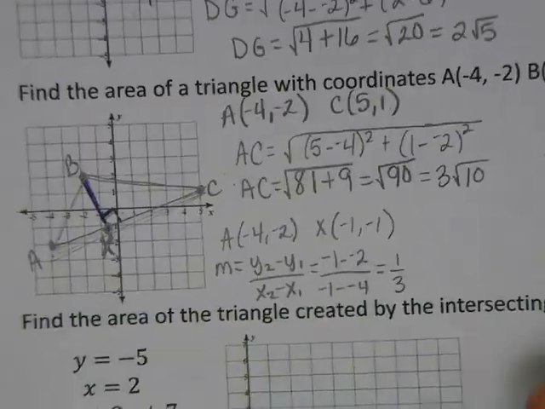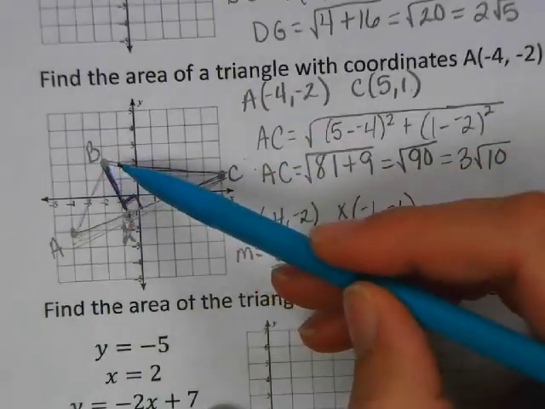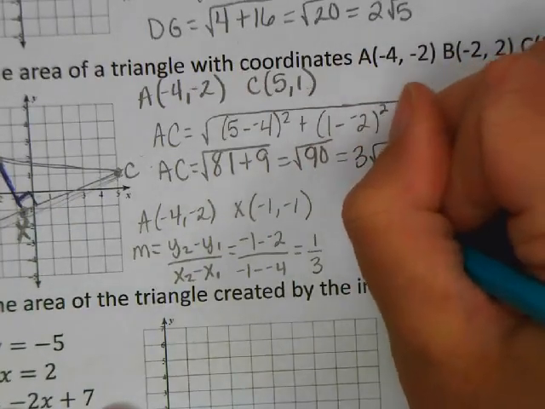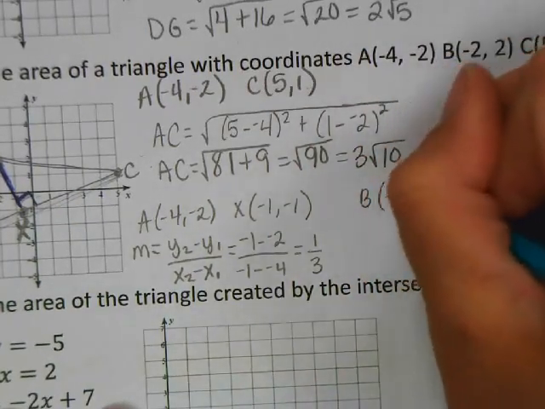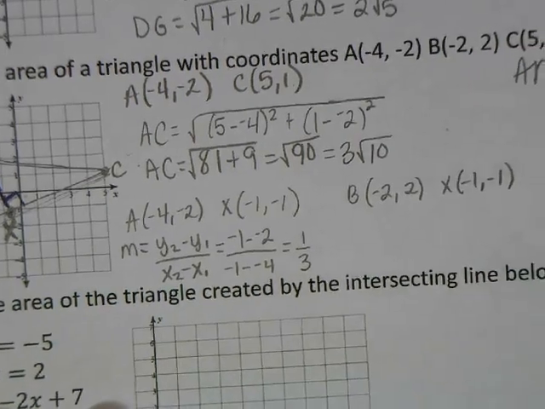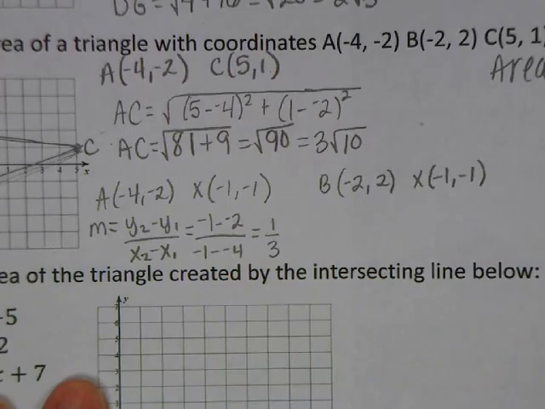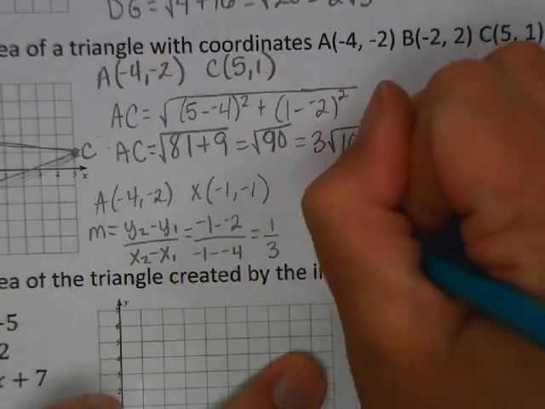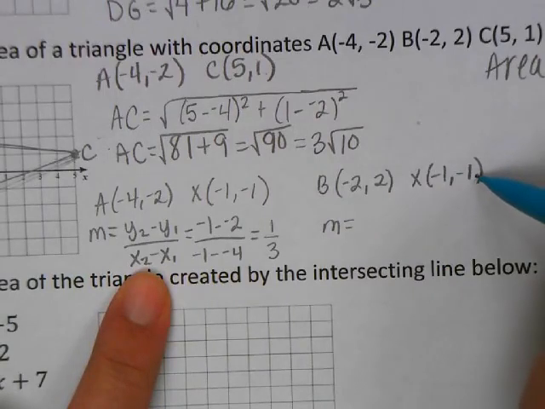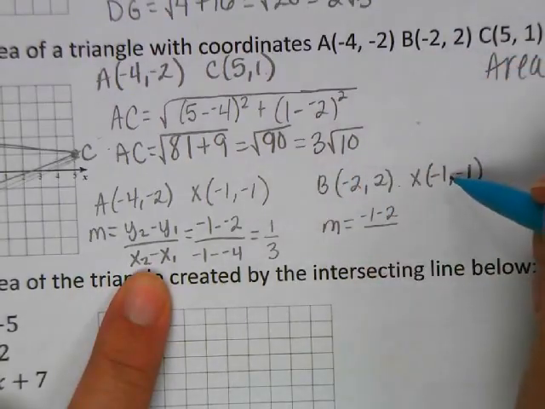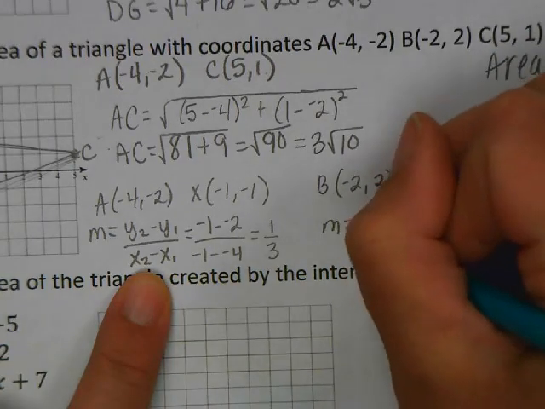And then I'm going to do the same thing, calculate slope, but this time between B and X. So point B is -2, 2, and point X is still -1, -1. And I'm going to do my slope formula again, but between B and X. So y2 minus y1 is -1 minus 2. x2 minus x1 is -1 minus -2.